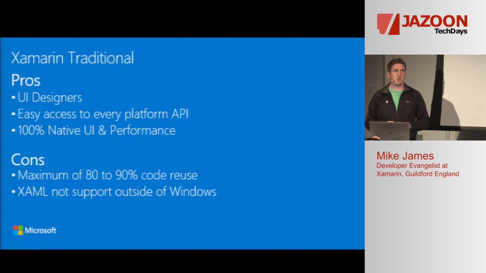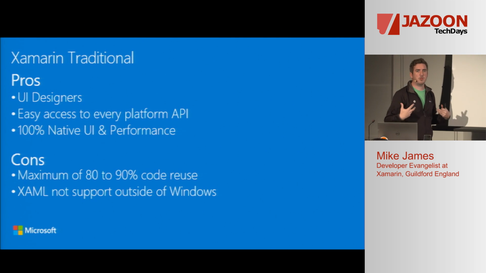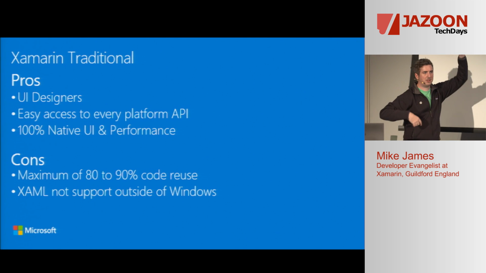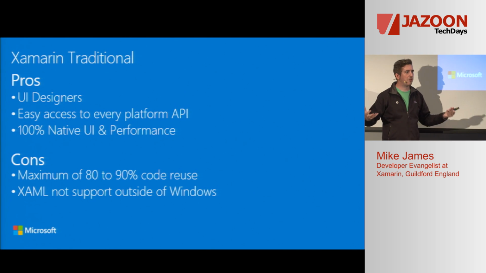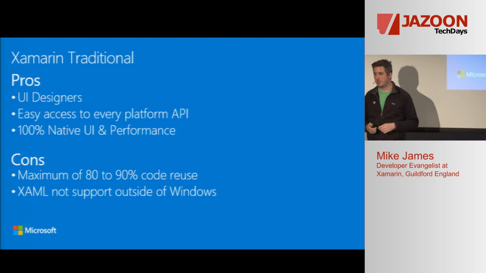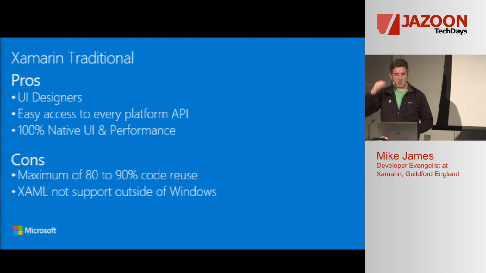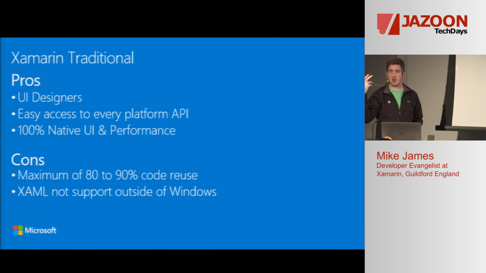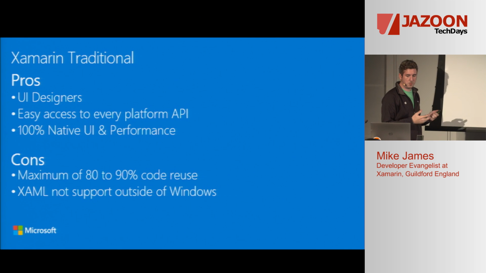And because it's C#, we've got IntelliSense. I think of C# as a dot-do language. I hit dot and it gives me a list of everything I can do. So we get full IntelliSense with every single API available to us. And it's 100% native UI, so we get 100% native performance.